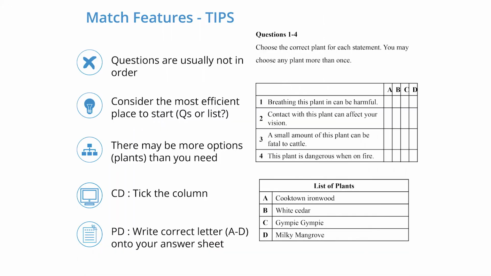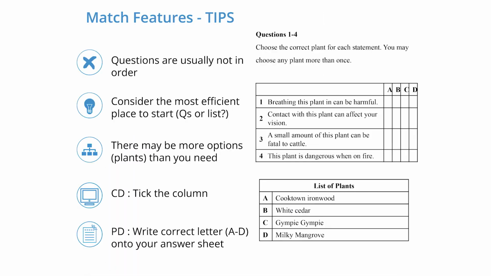So let us look at some tips. The questions are usually not in order, so number 1 is not necessarily before number 2. When you do this question, consider the most efficient part to do this. In this question, you have 4 questions and 4 plans. But in some cases, you might have 5 or 7 questions and 3 plans, or the other way around. Like you might have 3 questions and 5 or 6 plans.